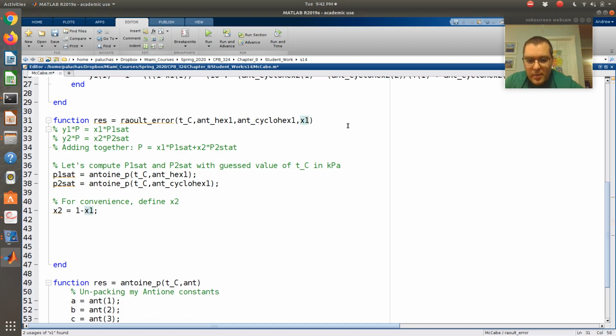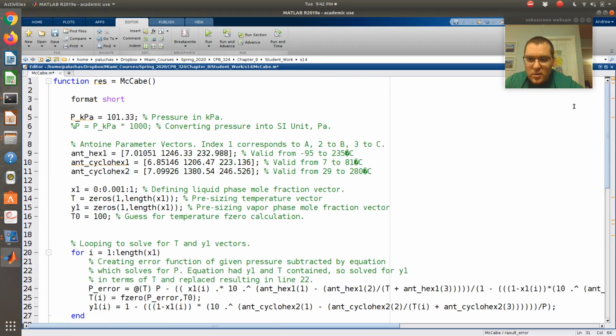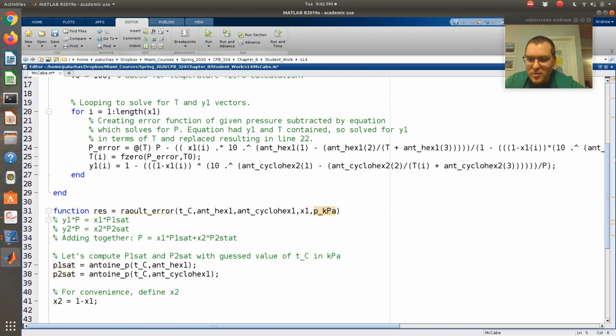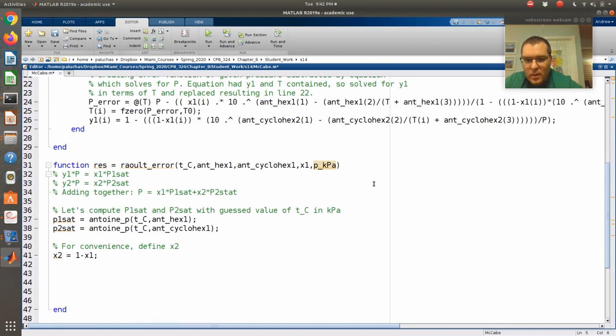Again, it's just going to allow me then to write my error function in this way. And so as I write my error function, I'm also going to need my pressure in kilopascals. Okay, and so as long as I'm consistent with my value up here, I'm good. Okay, I want to make this a lowercase p because I like to use lowercase for scalars. Okay, so I have pkPa, and so then my error function will just be res is p in kilopascals minus, and I'll do x1 times p1 sat plus x2 times p2 sat.